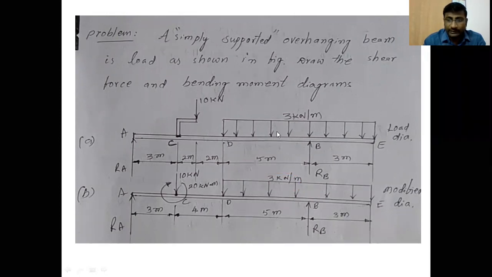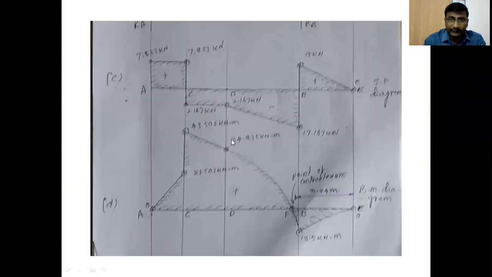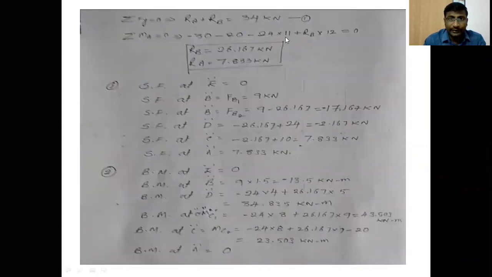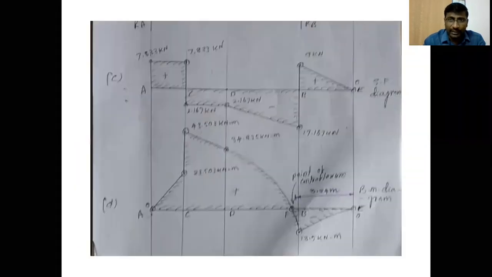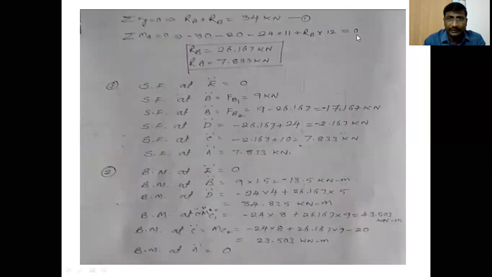Dear students, like that, you have to write the moment equation, 24 into 11. That is a clockwise moment developed at the point A. That's why we have to take the minus sign. Plus, RB is also there. RB into how much distance from the point A? Total 9 plus 3, 12 meters. RB into 12, the moment developed at the point A due to RB. So RB into 12. This whole equation is equal to 0. Then we can get the RB value. RB value is 26.167 kilonewtons.